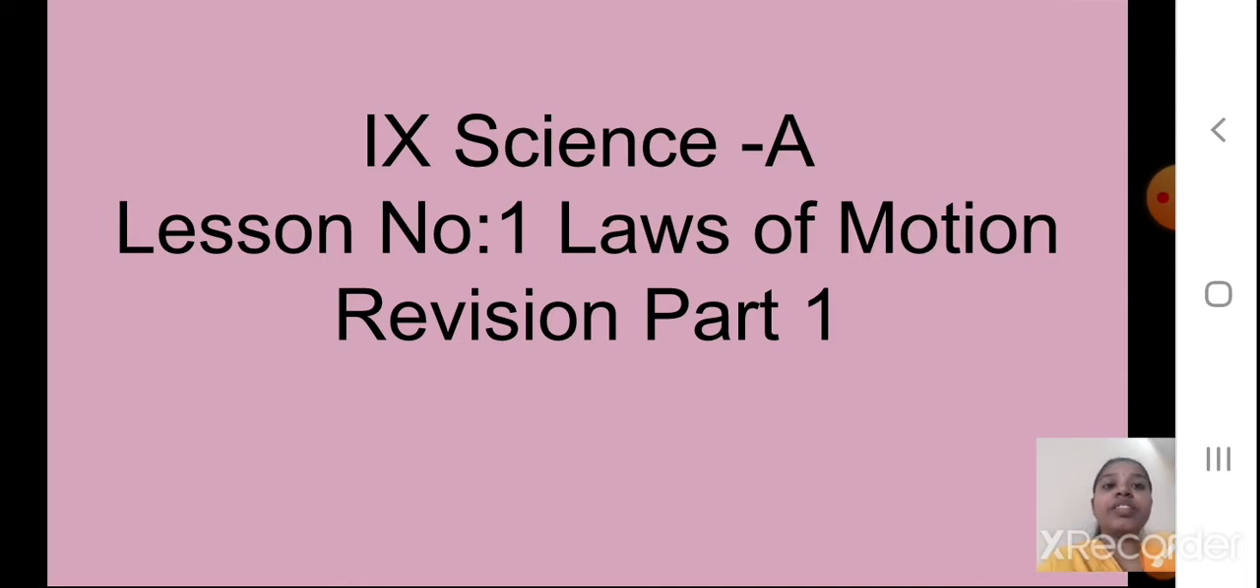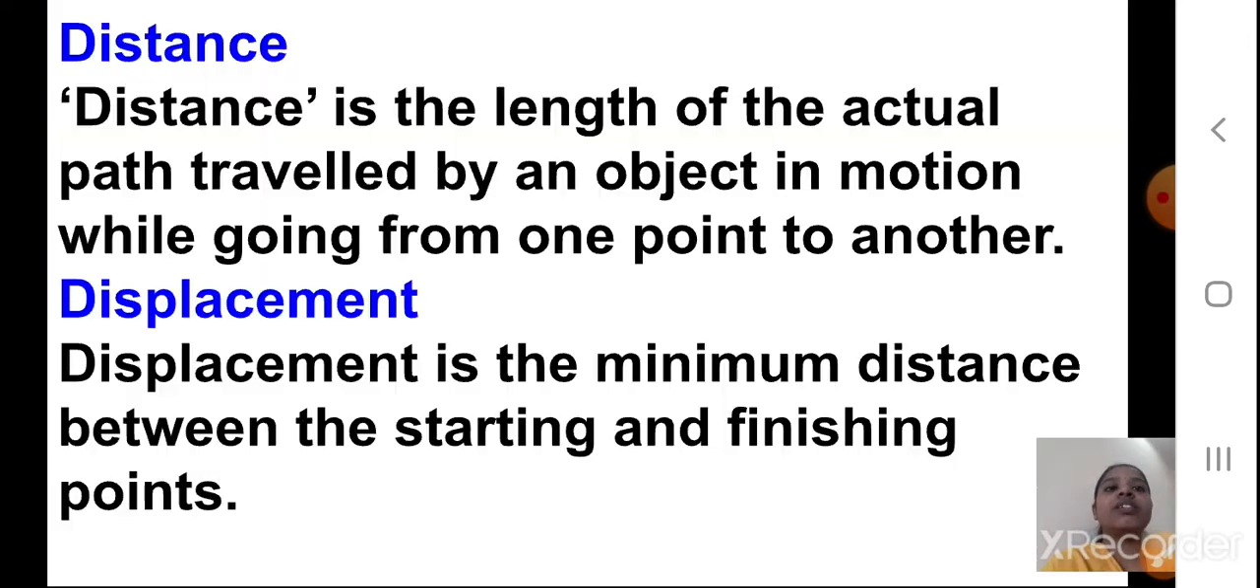Okay students, so today the first lesson which we are going to revise is your laws of motion. So what you studied students in this?